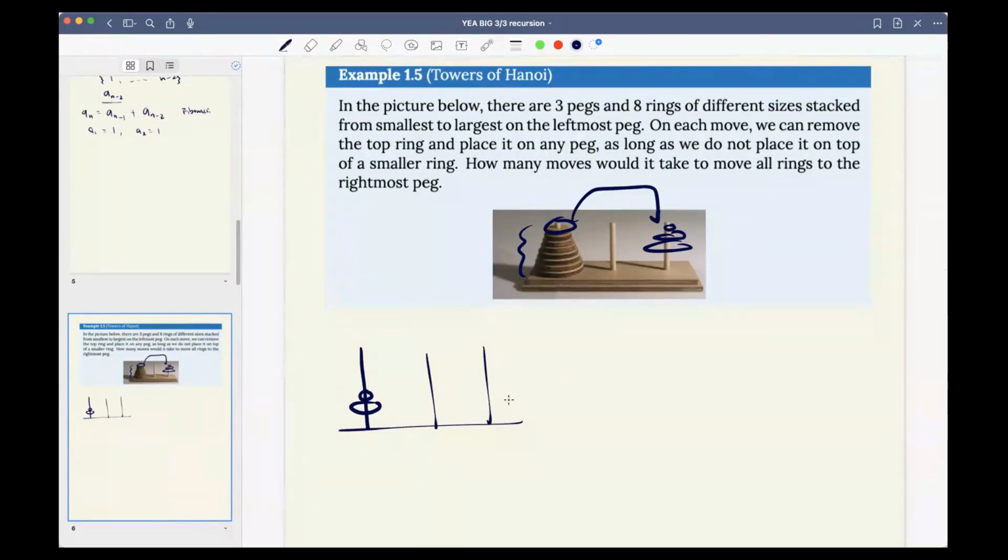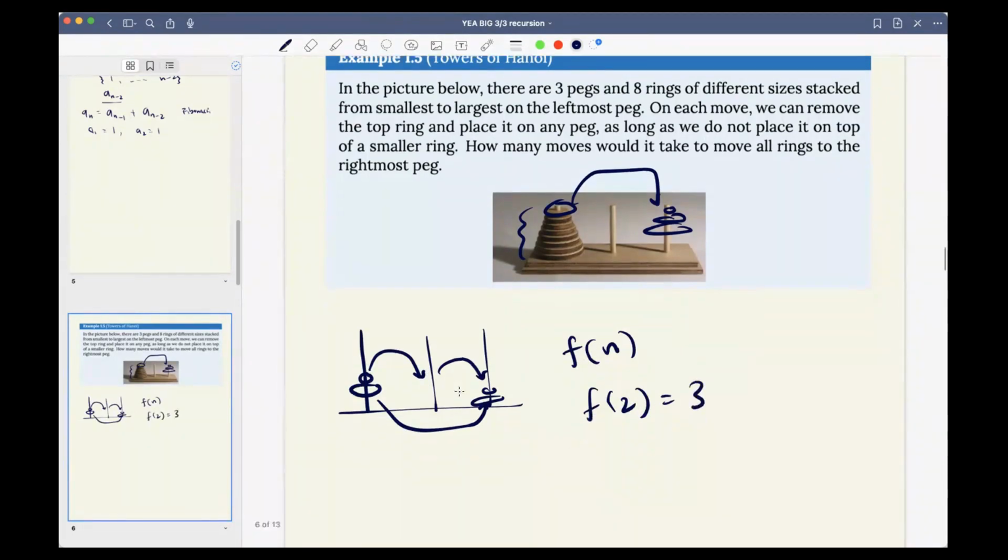If we want to move everything to the rightmost peg, then for example, we would move the smallest one up here, biggest one over there, and then the smallest one on top of it. So then it would be something like that, right? So let's define a function again. f of n is what we're trying to find. f of n is the number of moves that it would take to move n rings, all from the leftmost to the rightmost peg. So f of 2 would be equal to, that was 3 steps, I believe.